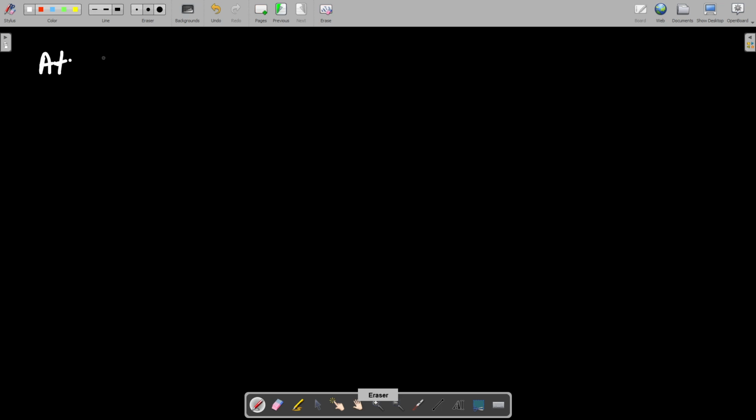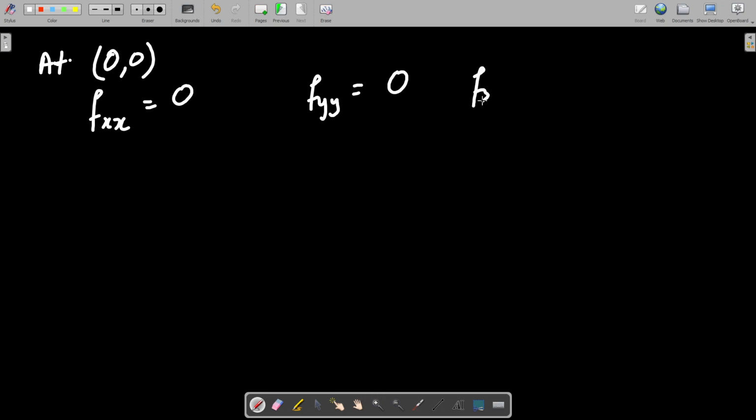at (0, 0). What is going to be fxx at (0, 0)? It's 6x actually, right? So that will turn out to be 0. fyy is equal to 6y, that will be 0. And fxy is equal to minus 3, so it will remain minus 3. That Hessian matrix of yours now will become this: 0, minus 3, minus 3, 0.